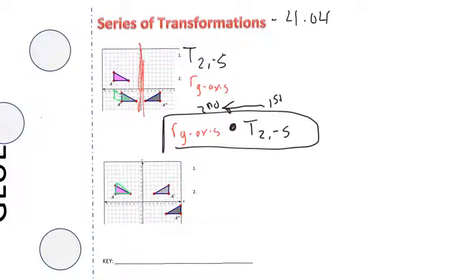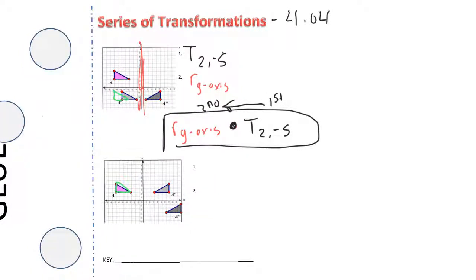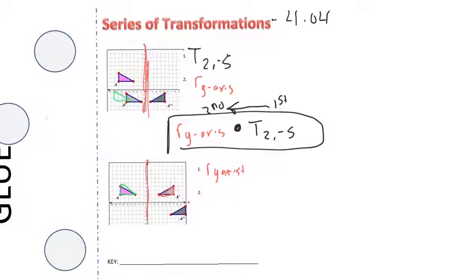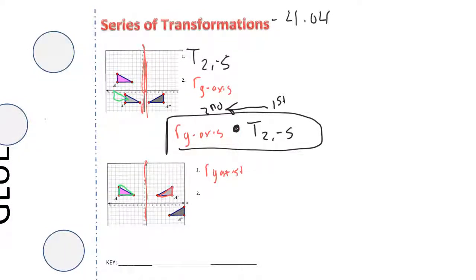But it's not a slide to get to A prime. I'm actually flipping over the y-axis first. And then once I flip over that y-axis, I'm moving that triangle right 2, down 5. Then I'm translating right 2, down 5. So it's the opposite of what I just did. So I'd write this one as T, 2, -5, circle symbol, which means a composition, and then R, y-axis.